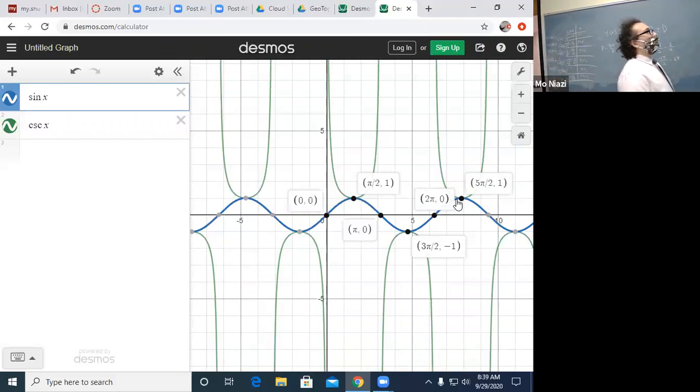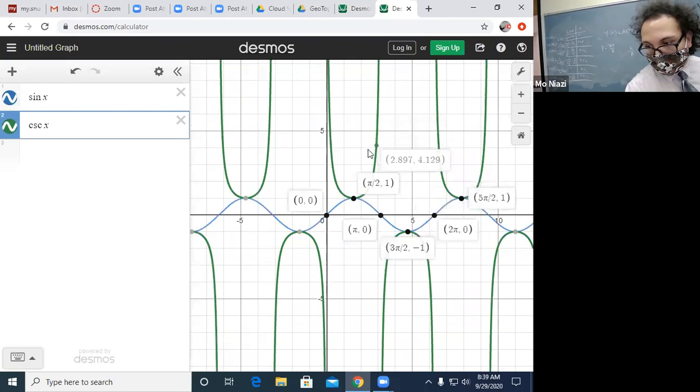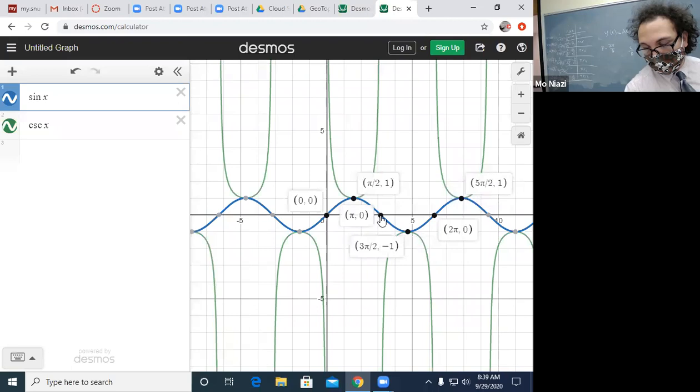But we have to think about the cosecant function in a way that is slightly different, because it's kind of hard to see it visually here. Okay, but the actual period is technically pi. And here's why.